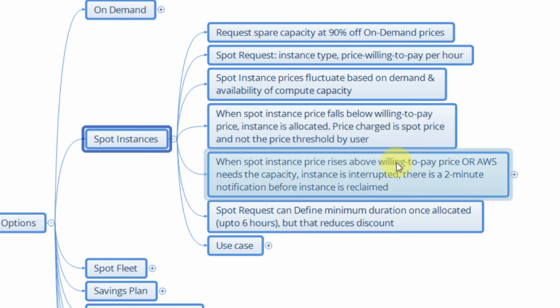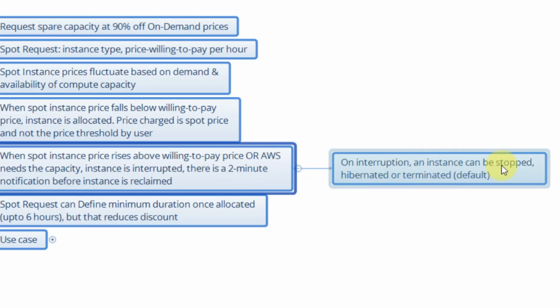But when the price rises above the willing to pay price, or AWS decides that it needs the capacity, the instance is interrupted. There is a 2-minute notification, and then the instance is taken away. Now, when an instance is interrupted, you have the option of stopping it, hibernating it, or terminating it. If you don't specify an option, it is terminated by default.